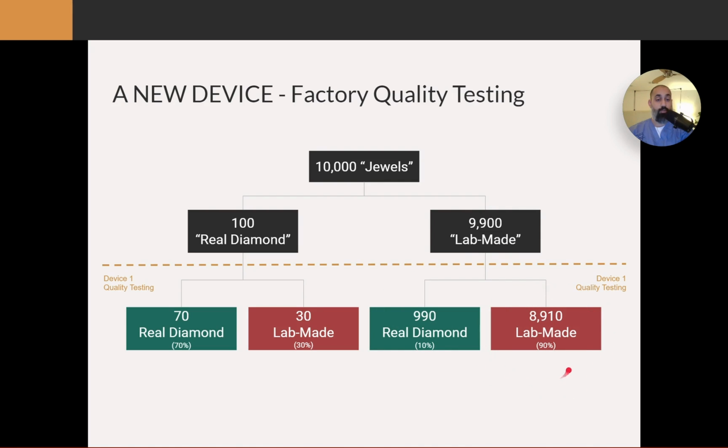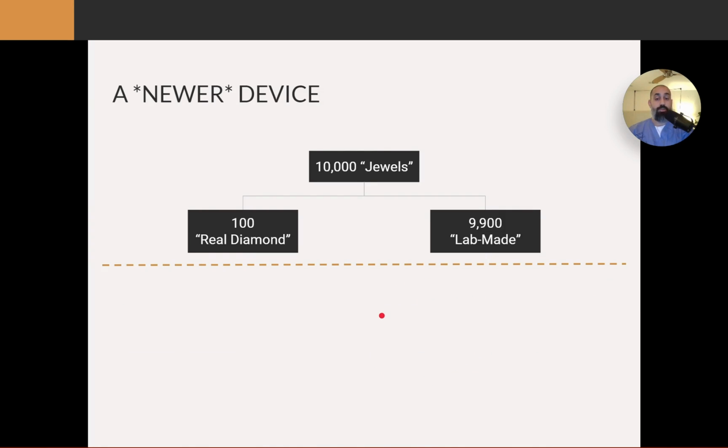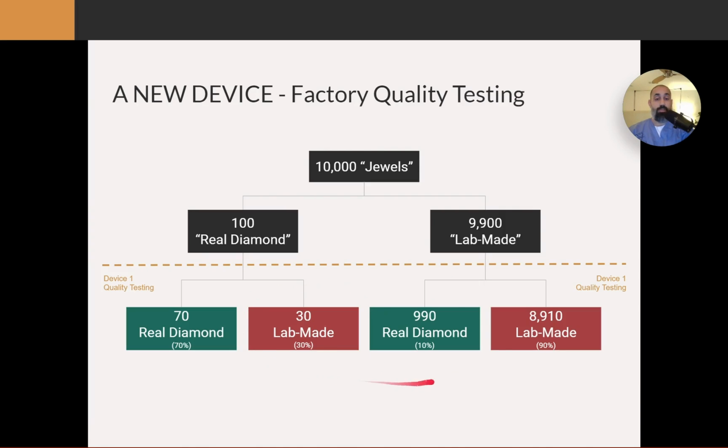It thought the fake diamonds were fake. And 10% of the time it was wrong. It thought the fake diamonds were real. And so these two in the middle are the times where the device is wrong. It's called real diamonds fake or it called fake diamonds real.